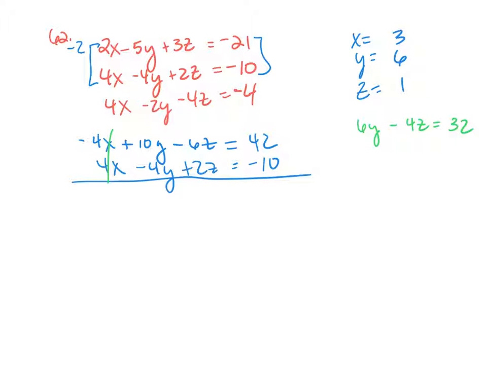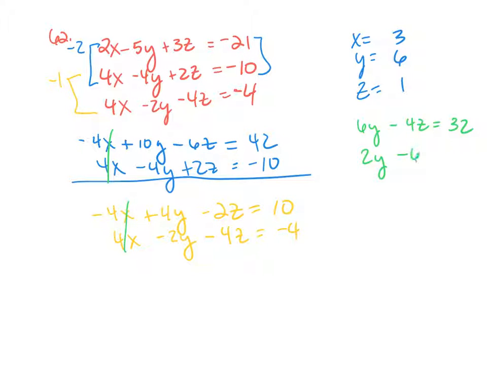Now I've got to use the second 2, and I want to eliminate the same variable. You guys forget that sometimes, but you have to eliminate the x. I'm going to change the sign of everything in that first equation. So I'm going to get negative 4x, positive 4y, minus 2z equals 10, and 4x minus 2y minus 4z equals -4. And when I add those together, the x's bite the dust, and I get 2y minus 6z equals 6.